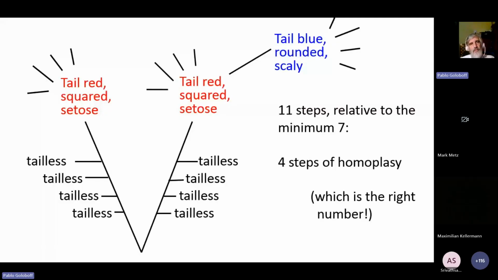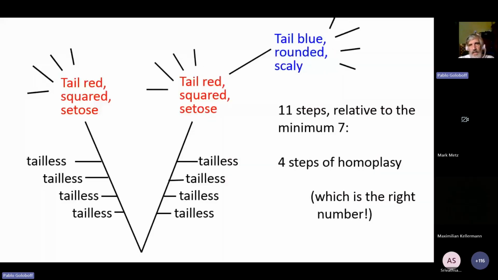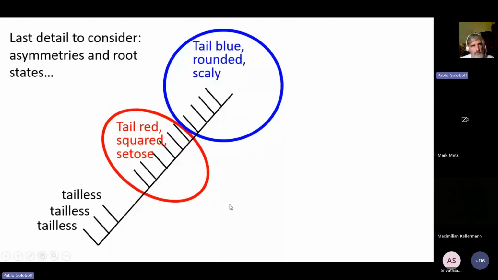So you always have the correct amounts of homoplasy being evaluated by the difference between the score and the proper minimum. If you have something like this, you see the change I'm making here, again, you also have 11 steps because the tail is a homoplasy between these 2, and the color, the section, and the cover are a homoplasy between these and those. And this is still the right number.